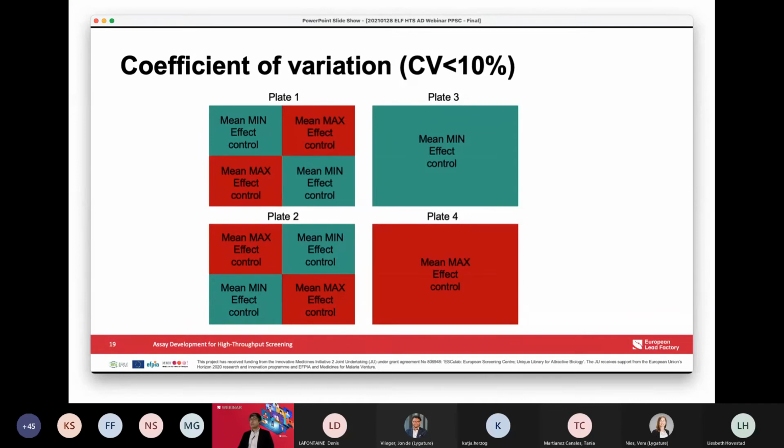We also need to evaluate the coefficient of variation, so basically the well-to-well variation. Ideally, we want to have an assay that has a CV below 5%, but below 10% is also acceptable. Here I'm showing you some examples of how you could set up 4 different plate formats, basically with your min controls and max controls organized in different ways. And by doing this, you can systematically change different assay conditions and see whether you can basically reduce your coefficient of variation.